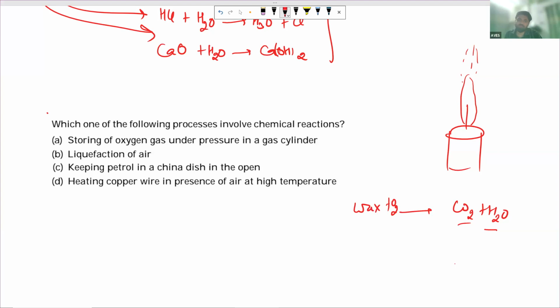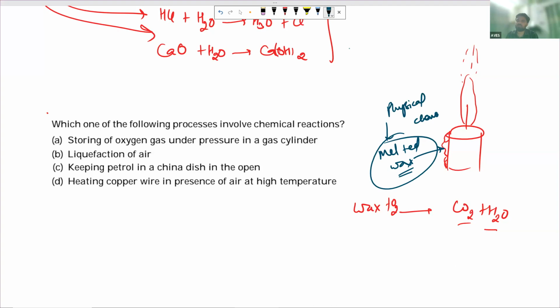But when the candle burns, the wax melts and gets separated. This is melted wax, and melting of wax is a physical change, while burning of wax is a chemical change. Understood? So when a candle burns, both physical and chemical change take place.